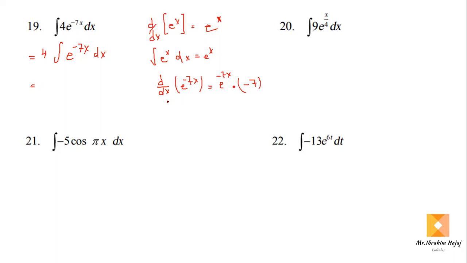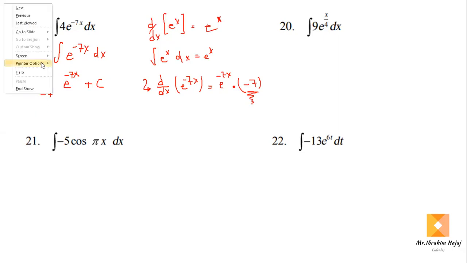This is for the differentiation. For the integration, we divide by negative 7, because in differentiation we multiplied by negative 7 in the chain rule. So now we divide by negative 7 and keep e to the power of negative 7x the same, plus c.